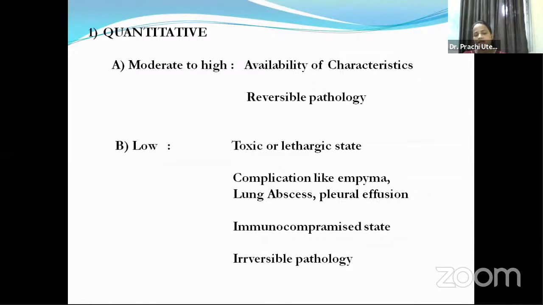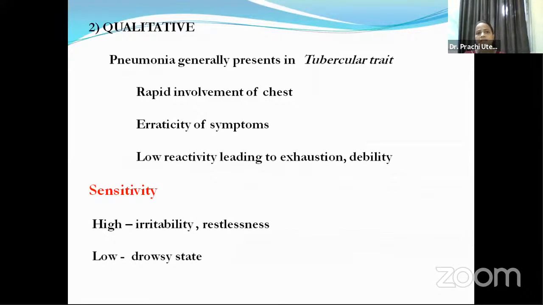So from this susceptibility, we can decide which potency or which dose is needed. There is a qualitative aspect, as I told you, that usually miasm is covered in this variety. Pneumonia generally presents a tubercular trait, miasm wise, as a disease, because of the rapid involvement of the chest, erraticity of the symptoms, and low reactivity leading to exhaustion and debility. But a child with pneumonia can have a psoric variety also and can go into the syphilitic also, depending upon what pathology or clinical expressions he is going through.